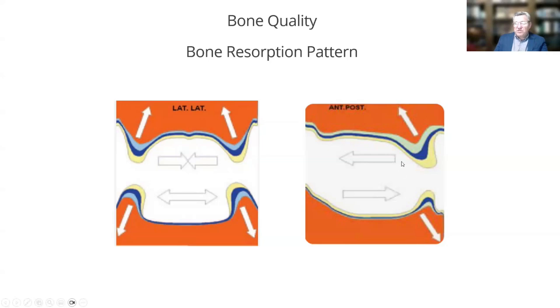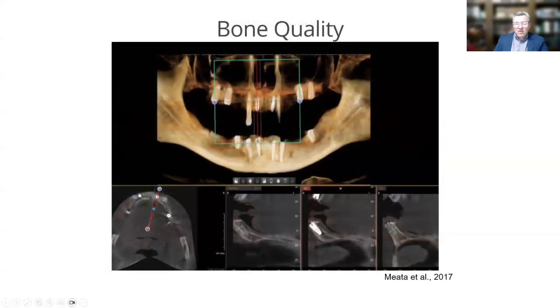And also you can change classification anterior-posteriorly. The maxilla resorbs posteriorly and the mandible resorbs anteriorly. That's why you get the protrusive class 3 with severely resorbed mandibles. So again, bone quality is very, very important, and we need to understand where we're placing implants and why it's a good position. So always use a CBCT if you can.